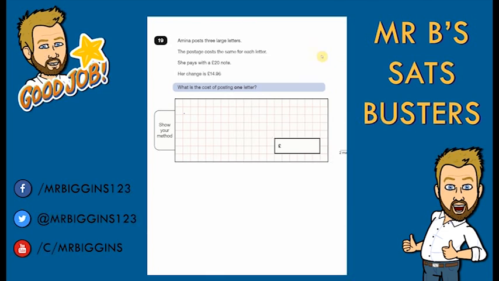Question 19 tells us that Amina posts 3 large letters. I'm going to underline my information as I go here that I'm going to need. The postage for the cost for each letter is the same. Okay, and she pays with a £20 note and the change is £14.96. And I need to know what the cost is of posting 1 letter. So you can see this is going to be 2 steps because first I'm going to have to work out how much she spent and then divide that by 3 in order to find out how much each letter is on its own. So first let's find out how much she spent.